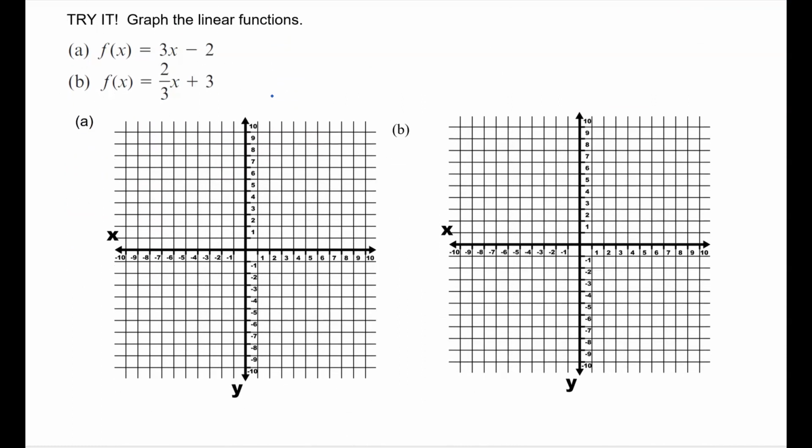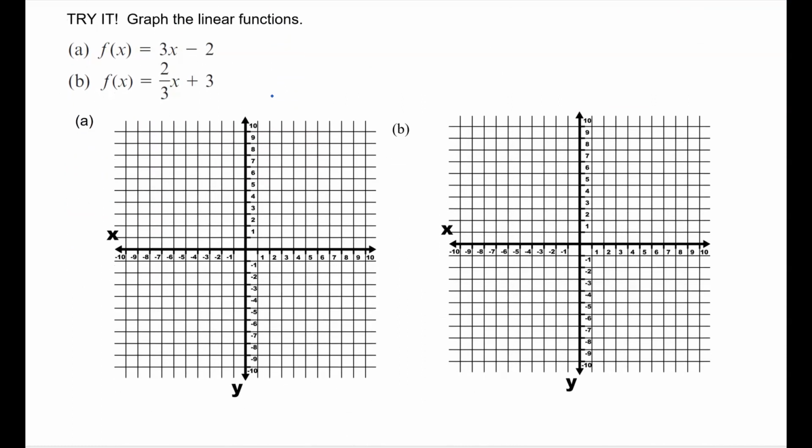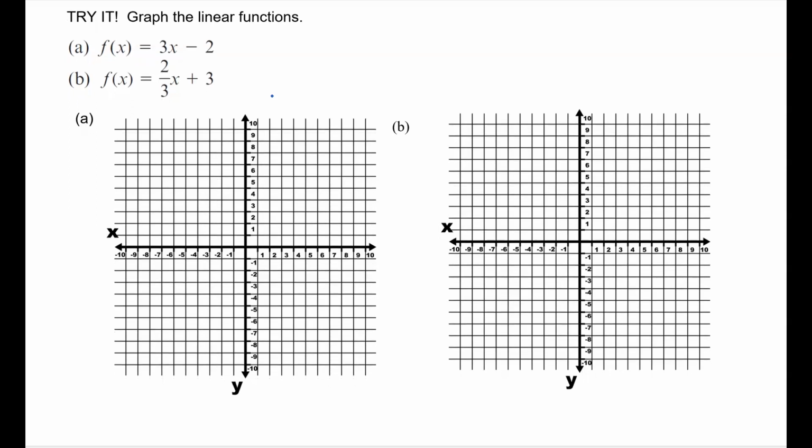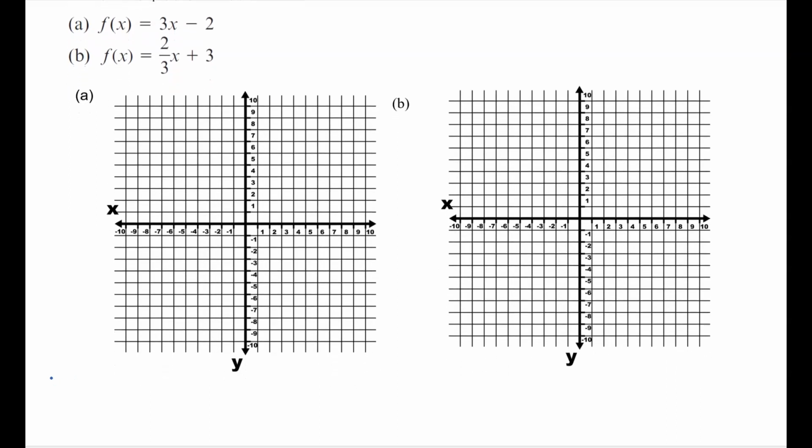So I'm going to graph A using the slope and the y-intercept. For function A, I'm just going to write it down here. I'll leave it as f of x, that's fine. f of x equals 3x minus 2. The slope is always the number in front of x.